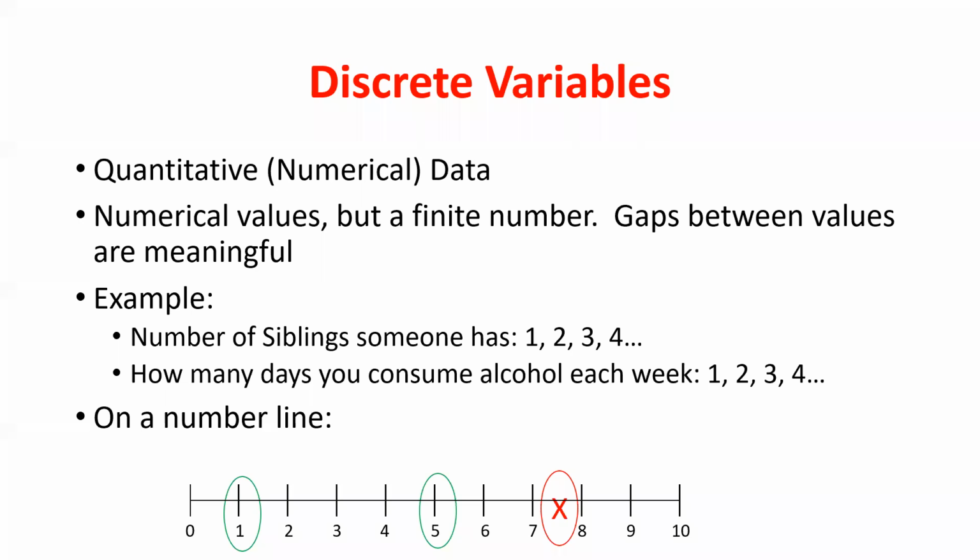But more often than not, it's when we can only see the integer values, and it's a finite number of values. So even though I can see 0, 1, 2, that doesn't continue off into infinity. The days you do something each week is a finite set. It stops at 7. Number of siblings someone has, I don't know what the highest number is, but it stops somewhere. That's how we think about discrete variables.